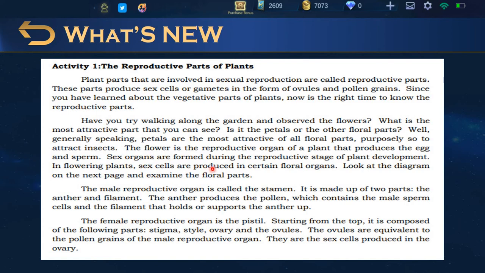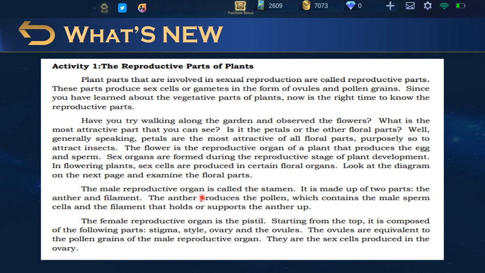The flower is the reproductive organ of a plant that produces the egg and sperm. Sex organs are formed during the reproductive stage of plant development. In flowering plants, sex cells are produced in certain floral organs. Look at the diagram on the next slide to examine the floral parts.